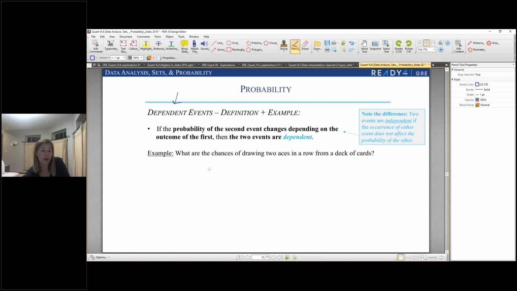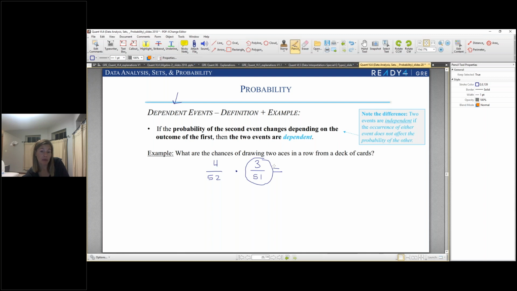Well, same deal. Our chances in the first pull are 4 out of 52. But then our second pull, there's only 3 aces left, and there's 51 cards left. So if we want to know the probability of pulling an ace and then another ace, we have to multiply across like this. Okay, and this is a dependent probability problem, meaning that this fraction is different than the first one because you changed the state somehow.